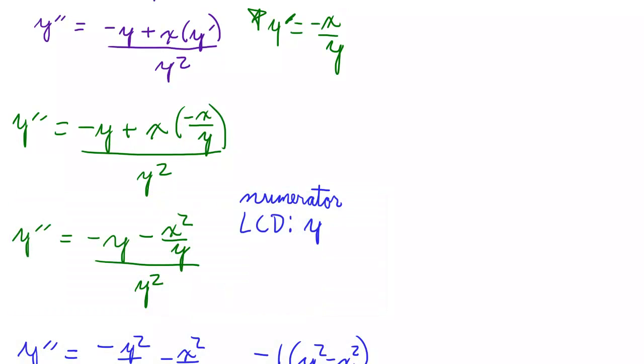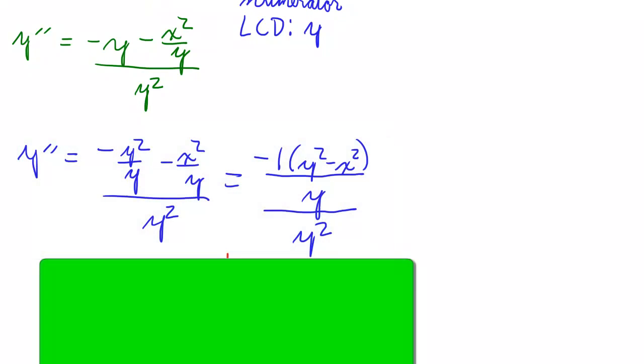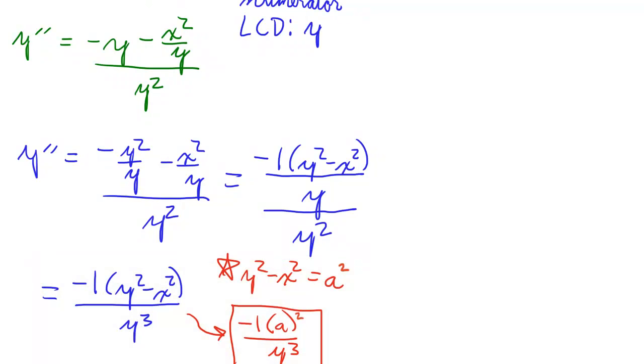Now the numerator in this case has an LCD of y, so we get everything over y. I'm going to scroll up to show you how to do that. So we have negative y squared over y minus x squared over y, all that over y squared. Basically, I'm going to factor out a negative 1, so that's negative 1 times the quantity y squared minus x squared over y squared. Okay, I just want one denominator, so now it's going to be y cubed. So I have negative 1 times the quantity y squared minus x squared over y cubed.